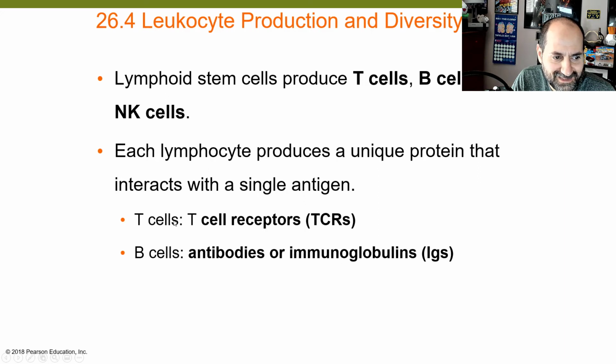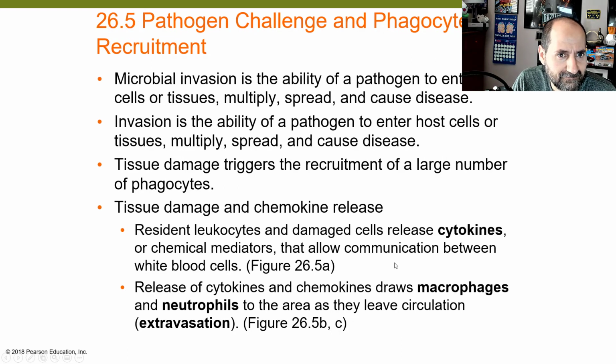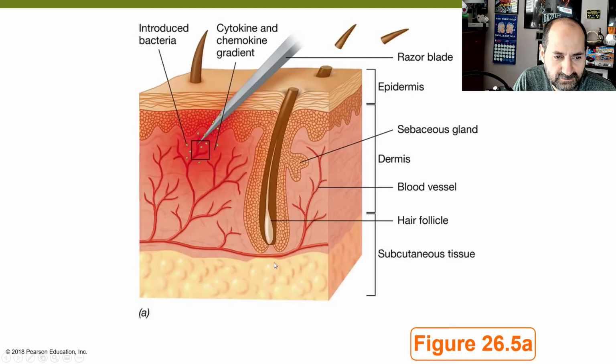All right, you should know that the T cells possess T cell receptors and the B cells possess B cell receptors, also known as antibodies or immunoglobulins. We should know what happens during tissue damage. Remember, tissue damage results in cytokine release, chemokine release. Resident leukocytes and damaged cells release cytokines, or chemical mediators that allow communication between white blood cells. Release of cytokines and chemokines draws macrophages and neutrophils to the area as they leave circulation. This is called extravasation or diapedesis.